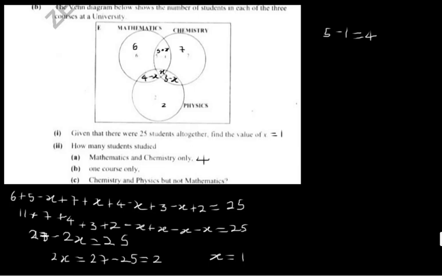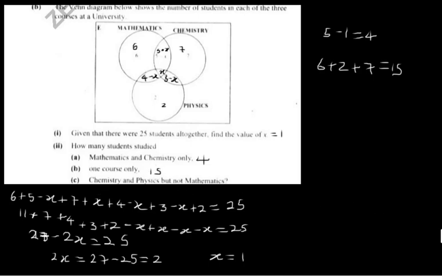One course only. To find those that studied one course only, we would have to add that plus that plus that. So 6 plus 2 is 8. 8 plus 7, so 6 plus 2 plus 7, gives us 15. So those that studied one course only were 15.